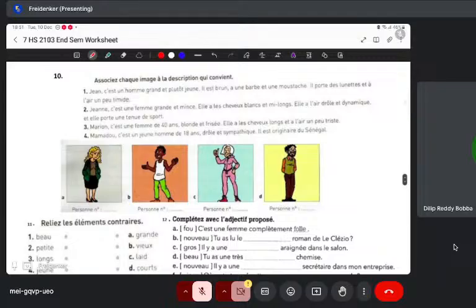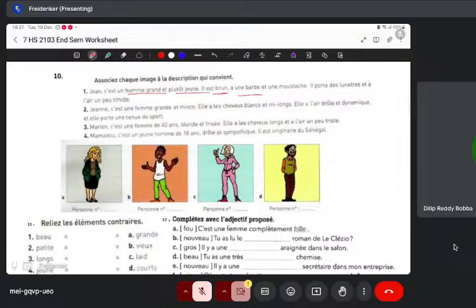Associe chaque image à la description qui convient. Okay, now you just have to match the images with the person. So you're supposed to write the numbers here. So Jean, c'est un homme grand et plutôt jeune. So tall man, young. He is brown. I mean, brown in the sense I think hair is brown or something. I have no idea. Or maybe he himself is brown.